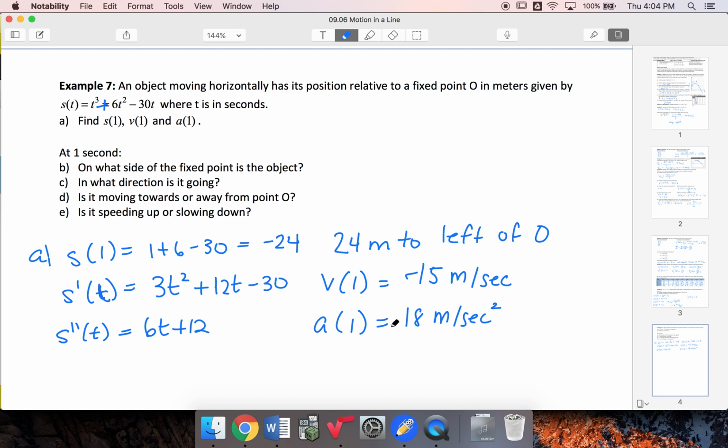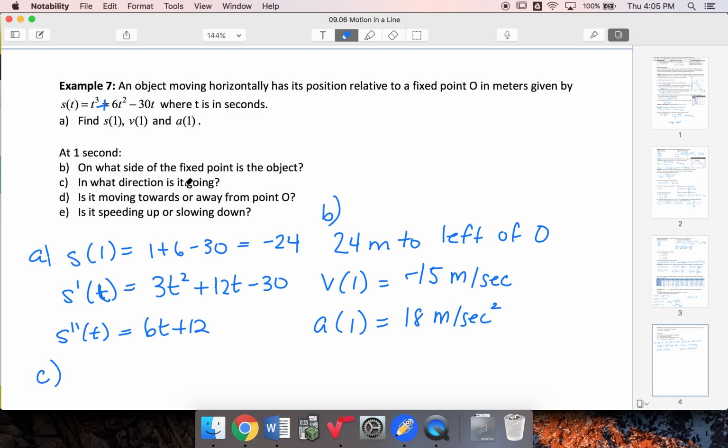That means that I'm moving more and more quickly away from this point. So it doesn't mean I'm going in the positive direction. I'm not going to the right. I'm going more quickly away from, to the left of point O. So I feel like I've just answered all of these questions, and so here is our answer to B.